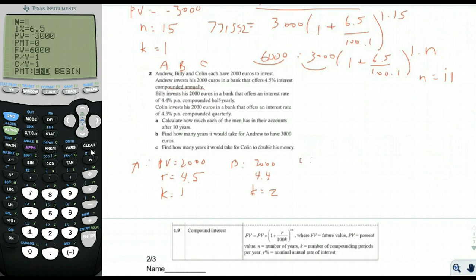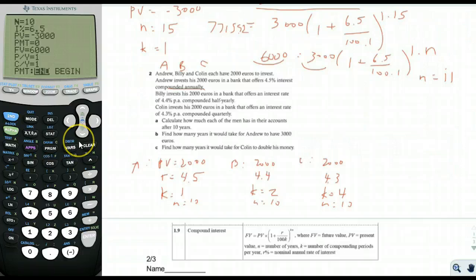What about Colin? Colin also has 2,000 euros. It's in a bank that has an interest rate of 4.3, compounded quarterly. So quarterly would be how many times a year? 4. Calculate how much each of the men has in their accounts after 10 years. So what's n in this case? It's 10 for everybody. Okay, at least for part A. So let's see. N is 10.